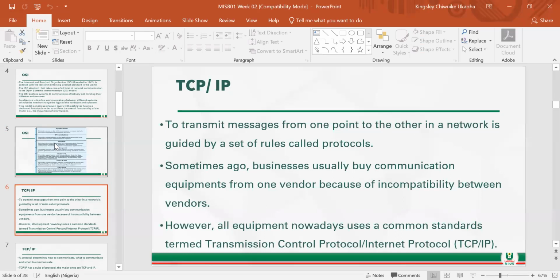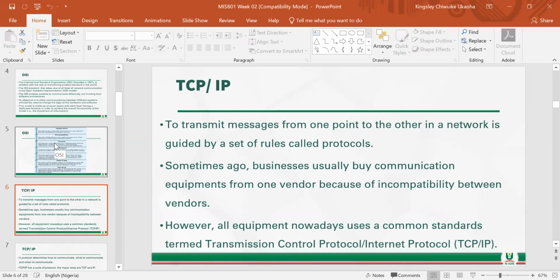Maybe some time ago, we could say that businesses usually buy communication equipment from one vendor because of incompatibility between vendors. What it meant was that when they were buying communication equipment, they discovered that if they buy from different vendors, there was no communication among the equipment. So they normally buy from one vendor. If it was IBM, they are sure of buying from IBM. So other vendor products will not be able to sell. And it caused a lot of problems. So all the equipment today, they now use a common standard, which we call TCP/IP standard.